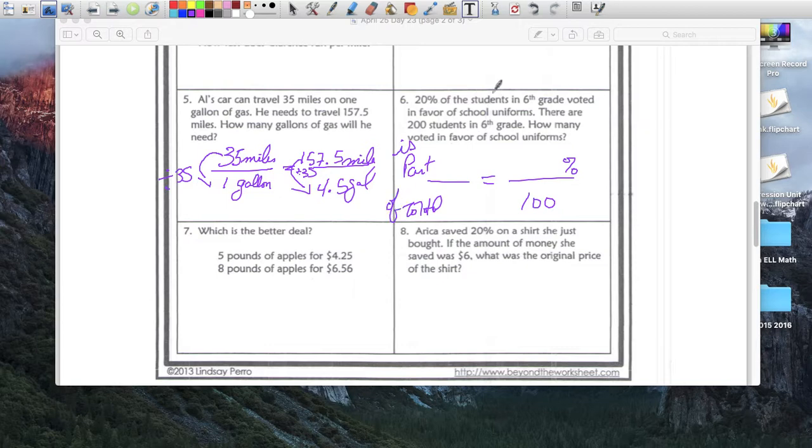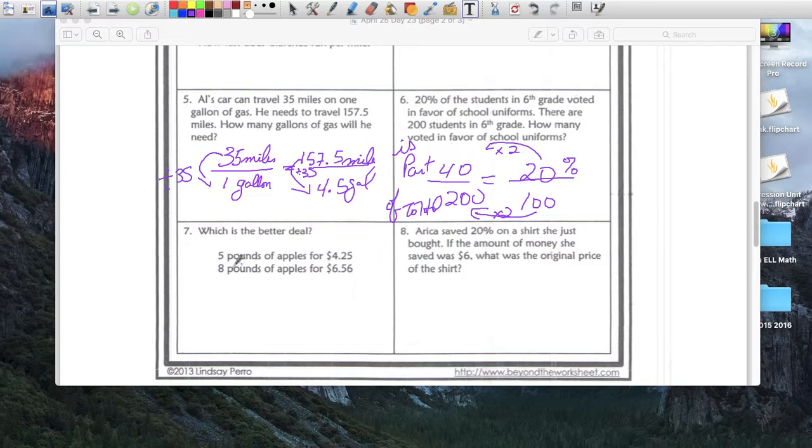Okay. So 20% goes here. There are 200 students. The total number of students is 200, so that's going to go here. So we're missing just the part of the 200 who voted in favor of school uniforms. So let's see if we can do this. Side-to-side relationship? Yeah, there is. How does 100 become 200? Times 2. Multiply this times 2, and that gives us 40. So 20% is the same thing as saying 40 students. So 40 students out of 200 said yes to uniforms.